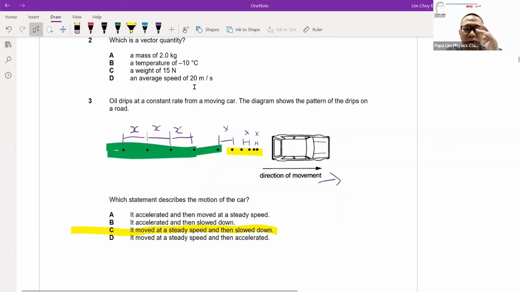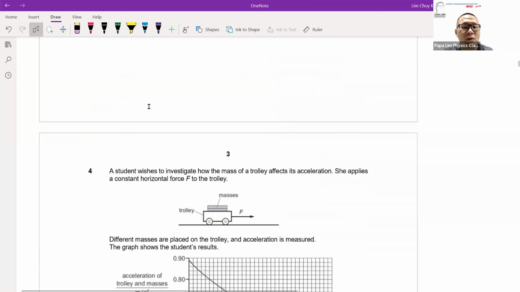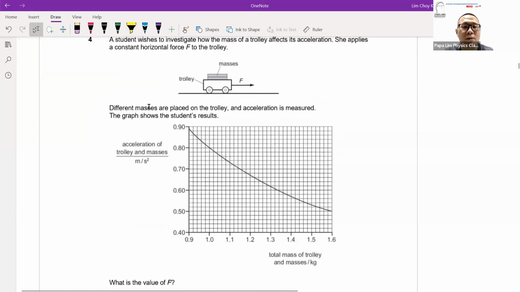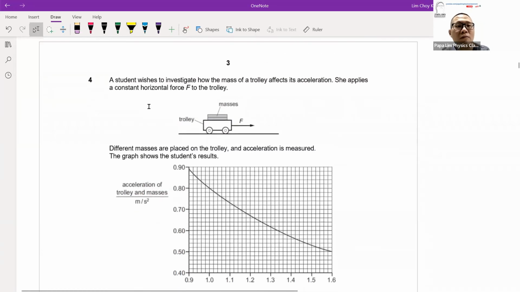So this is quite an interesting question that we don't normally see, but it's a really good question to test students on how they interpret pictures in relation to the common questions that we have. The other one that we look at is this particular question. The question here is dealing with Newton's law, F equals ma.